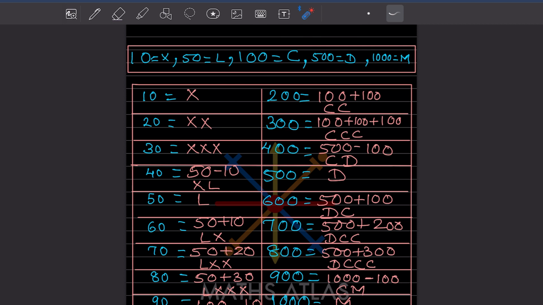Now look here, this is 10. I wrote here 10 means what? 1, 5, 10, 50, 100, 500 and 1000. This you have to remember, there is no other way. So 10, 20, 30 is XXX.